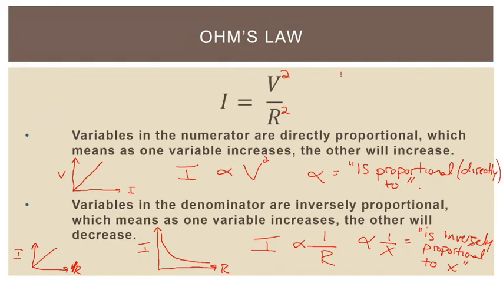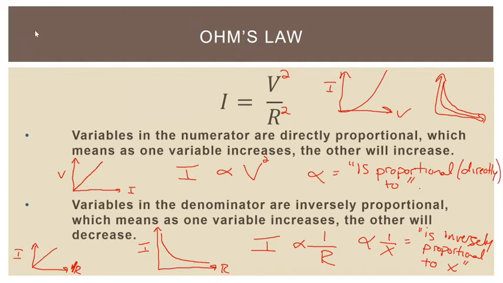If it was directly proportional to something squared, then it would just change the shape of the graph. Or if it was inversely proportional to something squared, instead of curving down like this, it would just curve down steeper and faster.